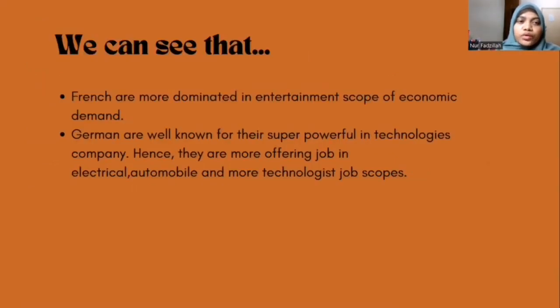From here, we can conclude that French is more dominant in the entertainment scope of economic demand, such as music, like what I have shown you before. And Germany is also well known for its super powerful technology companies. More jobs are offered in electrical, automobile, and technology job scopes.